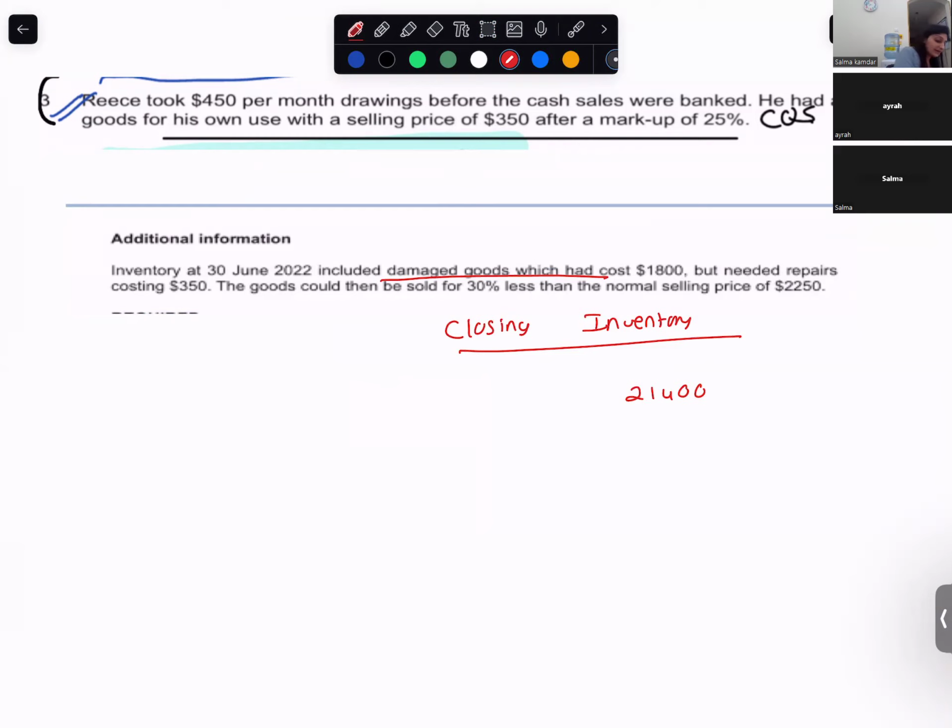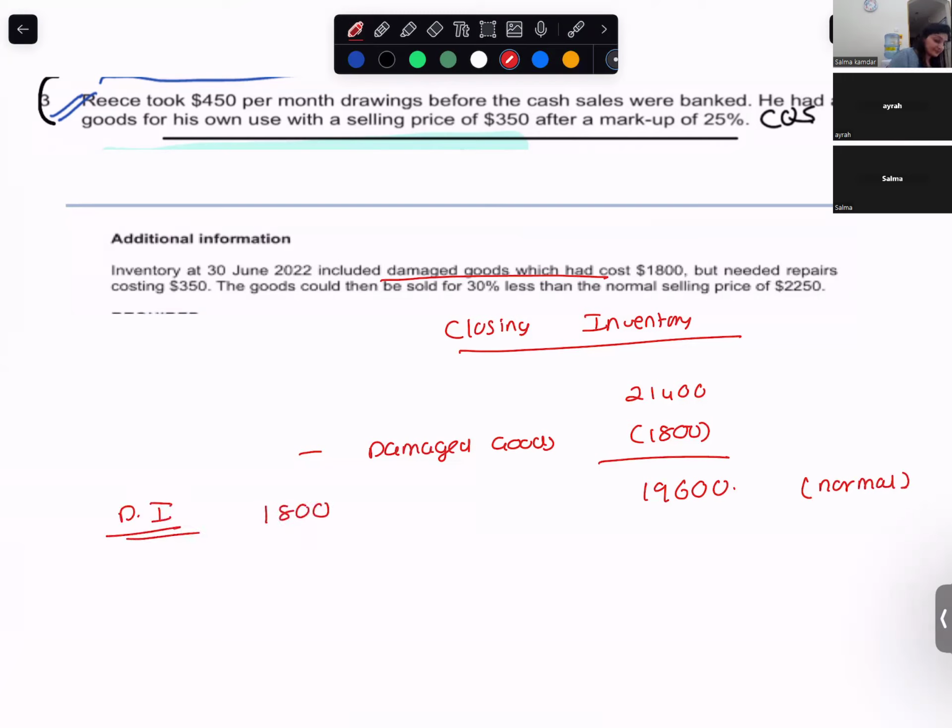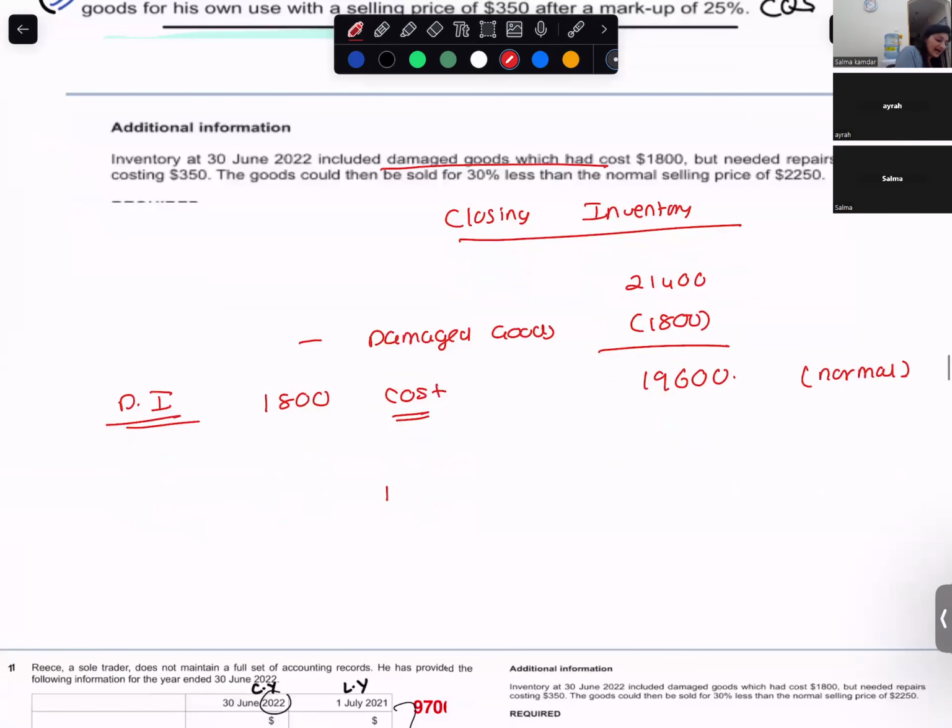So I will remove the damaged goods and I will get my normal inventory. So 1,800 you will remove. 21,400 minus 1,800 is 19,600. This is my normal inventory. And this is my damaged inventory, which is 1,800, the cost of damaged inventory. What is the NRV of damaged inventory?